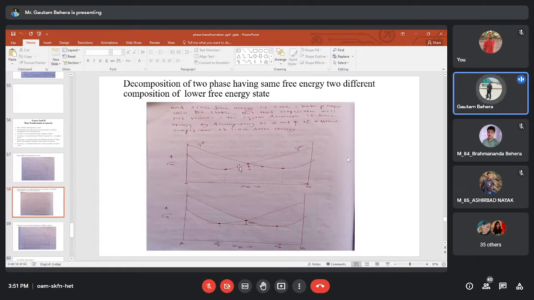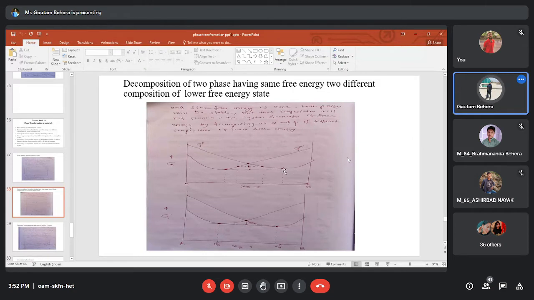So this is the composition of alpha, and this is the composition of beta. If the composition changes, you can see there is a change in free energy. Initially the free energy is this much. Due to formation of this kind of composition, now the free energy is reduced. Further, it will reduce to the minimum free energy point. Where is the minimum free energy point? This is the minimum free energy point of alpha, and this is the minimum free energy of the beta phase. So this is the composition of alpha, and this is the composition of beta.